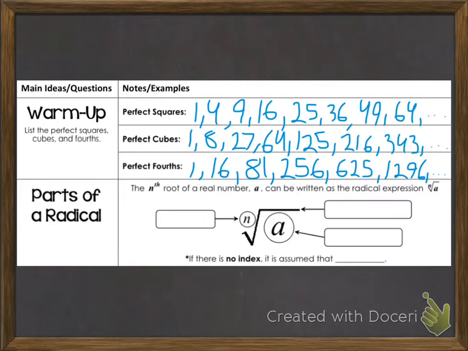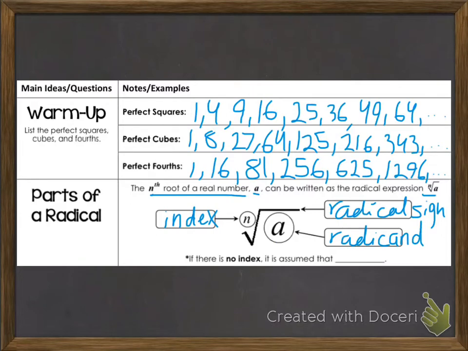So now, the parts of our radical here. So, let's read this statement right here. The nth root of a real number, that number being a, can be written as the radical expression, the nth root of a. So let's fill in these blanks here. The n that they have out here in front of the radical is called the index. The index, almost like an index card. Okay? The big bar looking thing is the radical sign. Not a very creative name, but that's what it's called. The radical sign. And then under the radical, or on the inside where the a is, that is the radicand. R-A-D-I-C-A-N-D, radicand. That's where your real number would go.